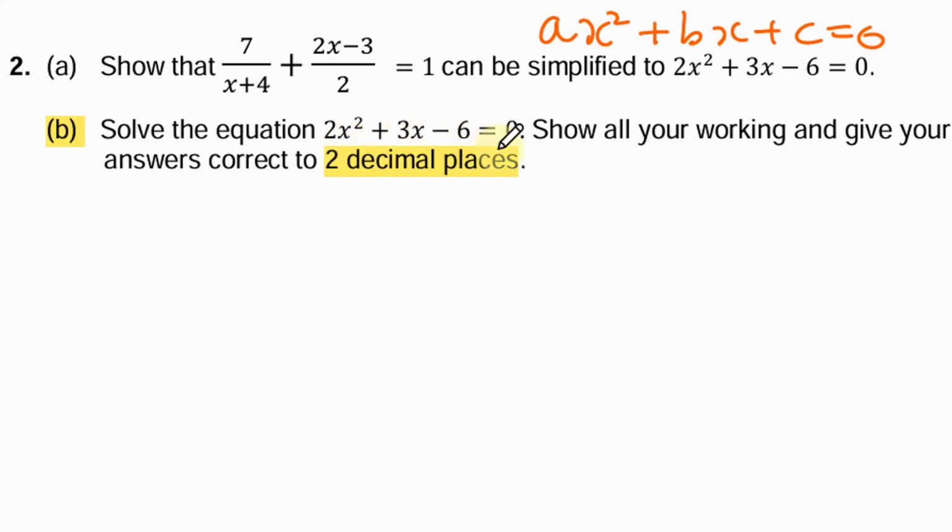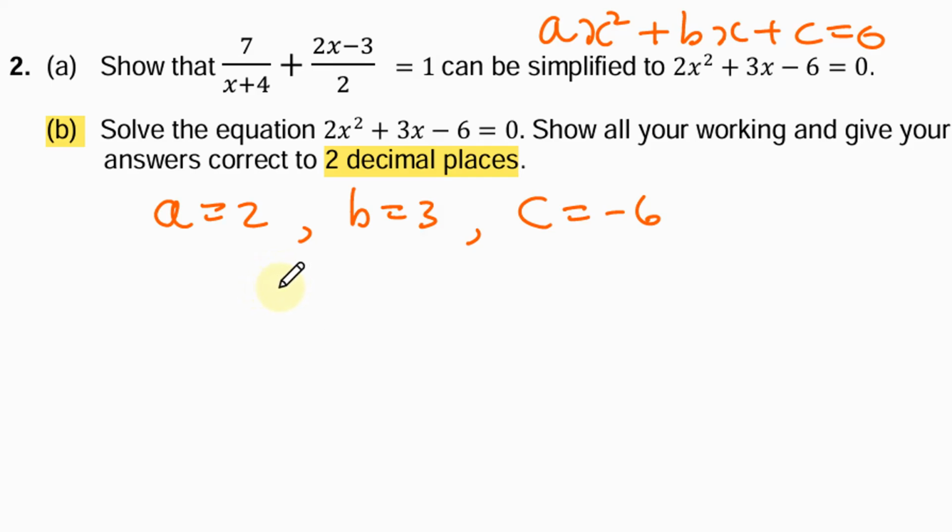We're going to compare this equation to the standard equation in order to find the values of a, b, and c. So a is the x squared coefficient, and that's going to be 2. b is the x coefficient, which is equal to 3. And c is the constant, so c is equal to negative 6.